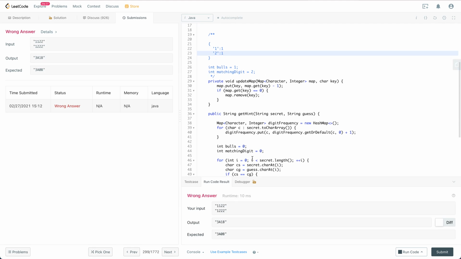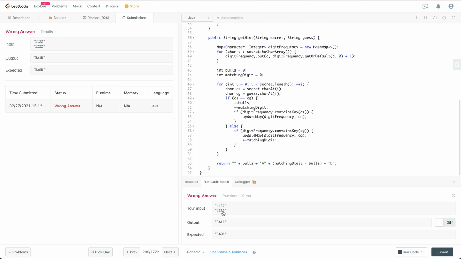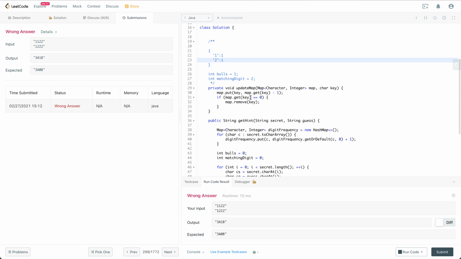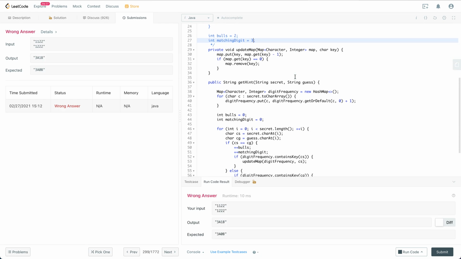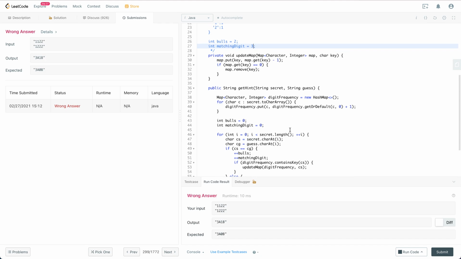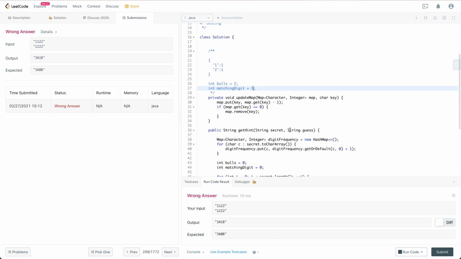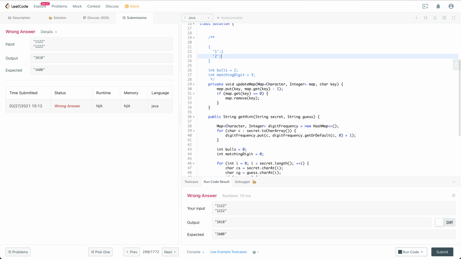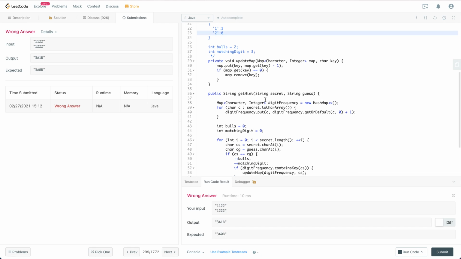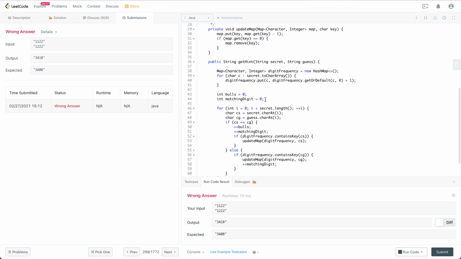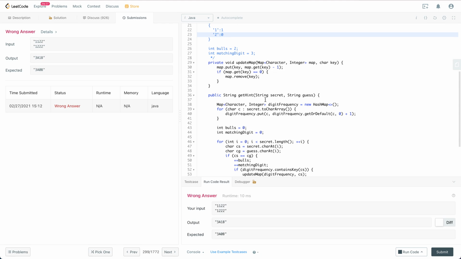For the third one, we have 2 and 2, which is matching, so we are going to have both increased. This is 2 and this is 3, and we are going to update the digit frequency map. This is 2, so we have this one as 0. When it is 0, we are going to remove the key from it. And the last one, we have 2 and 2 matching.